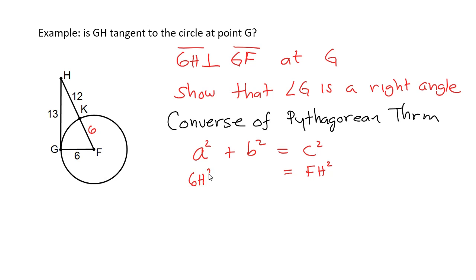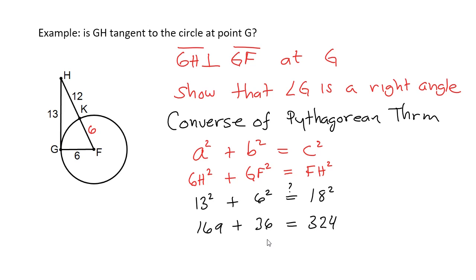So GH squared plus GF squared. Substituting the values, we have GH squared, that's 13 squared plus 6 squared. Is that equal to 18 squared? 13 squared is 169 plus 6 squared, 36. And then on the right side, 18 squared is 324. On the left side, I get 205.